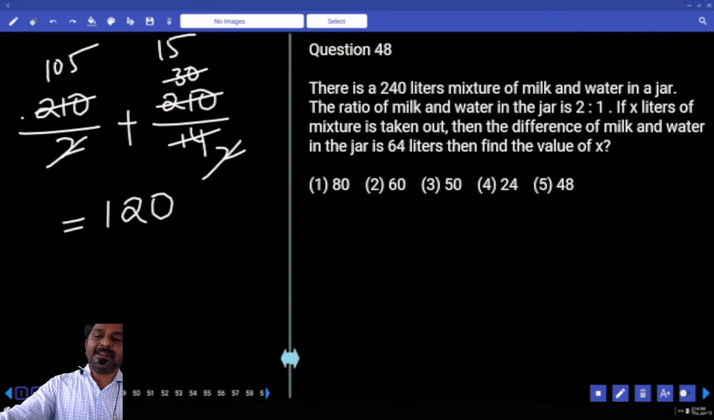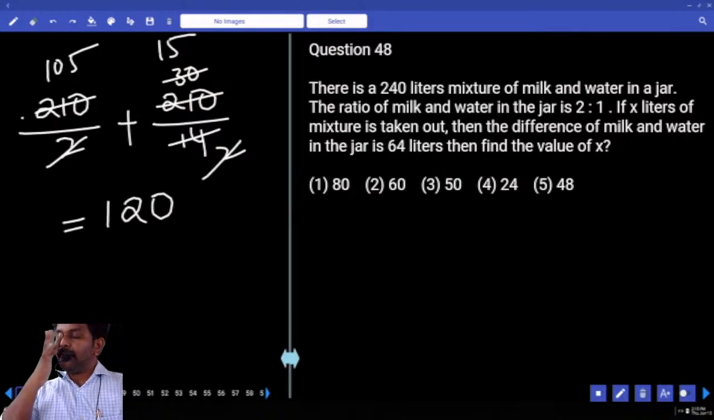There is a 240 liters mixture of milk and water in a jar. The ratio of milk and water in the jar is 2:1. If x liters of mixture is taken out, then the difference of milk and water in the jar is 64 liters. Then find the value of x. We were asked to calculate the x value.